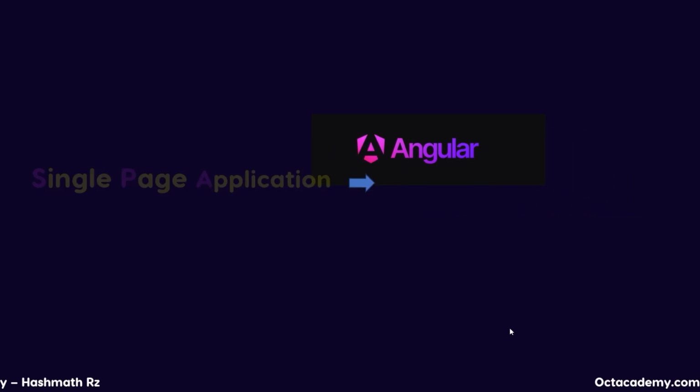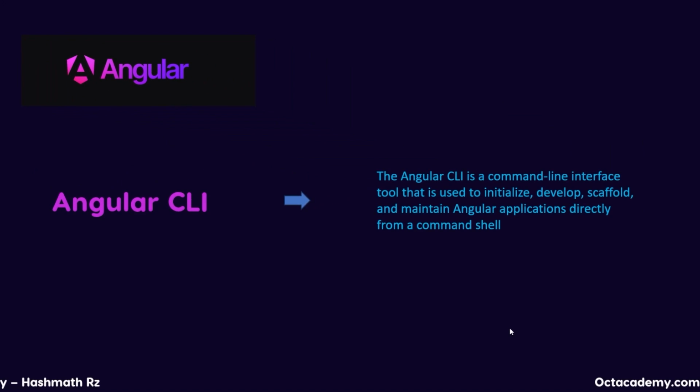The Angular CLI is a command line interface tool that is used to initialize, develop, scaffold, and maintain Angular applications directly from a command shell. In other words, if you remember, I told you that Angular is a JavaScript framework. This framework has default pre-built files, so in order to work with Angular, we need those files and techniques. With the help of the Angular CLI, we can create a new Angular application without any problem with a single line of command.